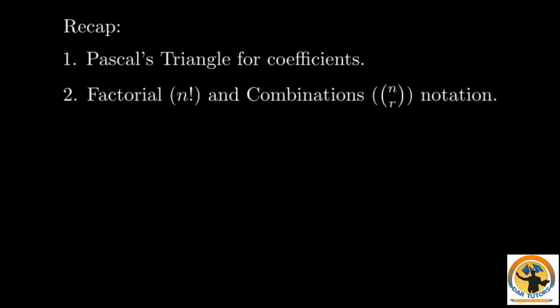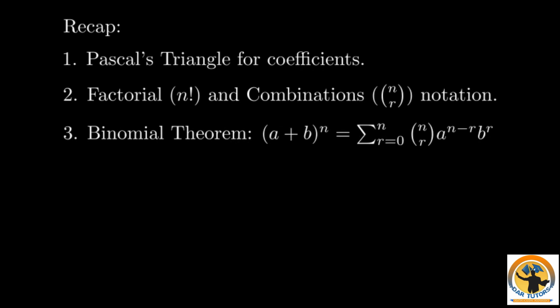Let's quickly recap what we've learned today. We started by observing the patterns in binomial expansions, which led us to Pascal's triangle. We then introduced factorial notation and combinations, which allowed us to state the binomial theorem. We saw how to use this theorem to expand binomials, find specific terms, find coefficients, and even approximate values. We also worked through more complex problems involving products of expansions.